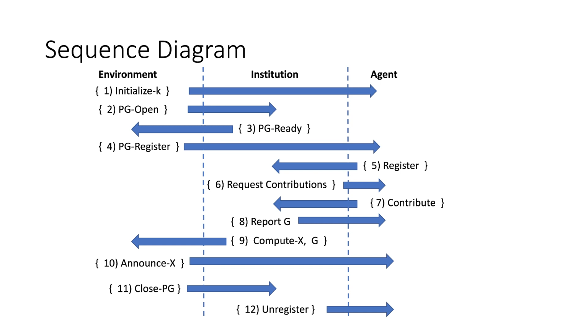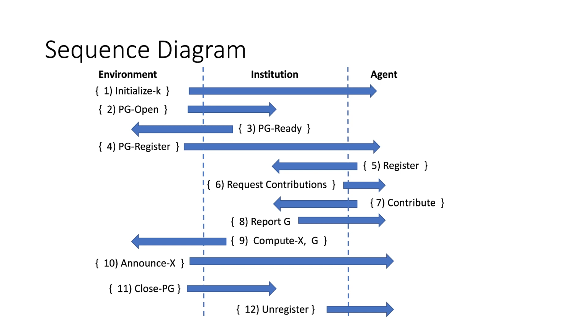Once it goes to 0, right, meaning that all of the agents have contributed, what you'll then find is that you should conclude the institution waiting for these contributions, and that's when you move to the report G. So you change state.